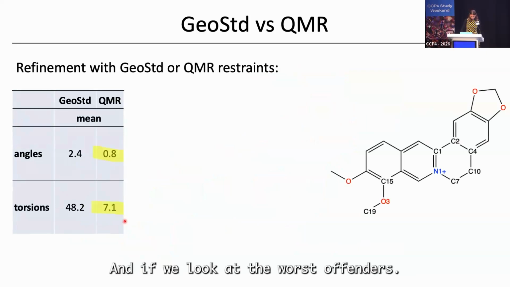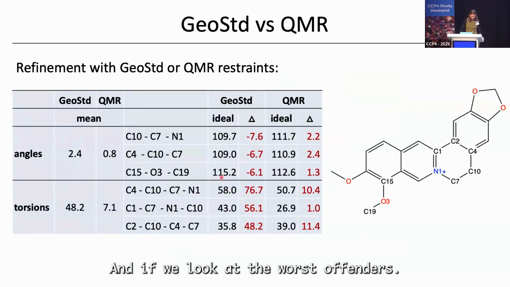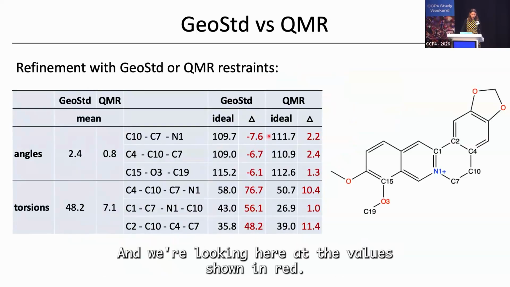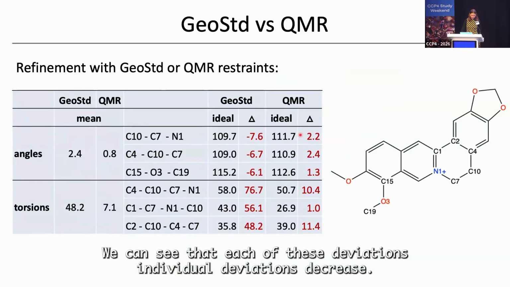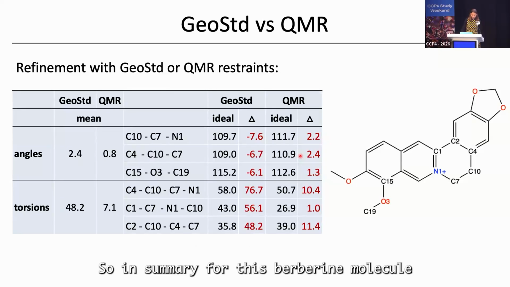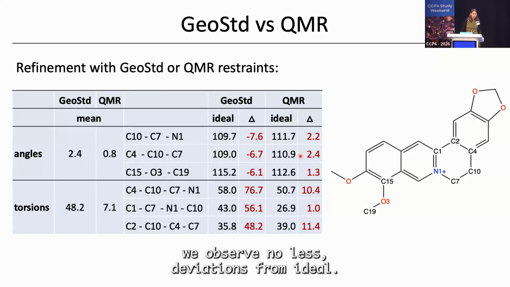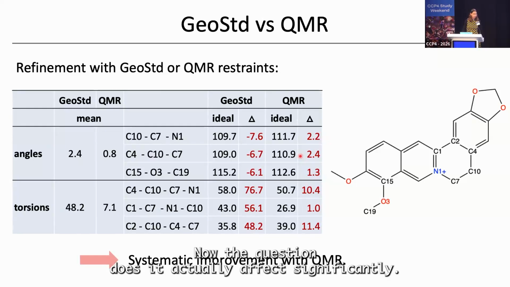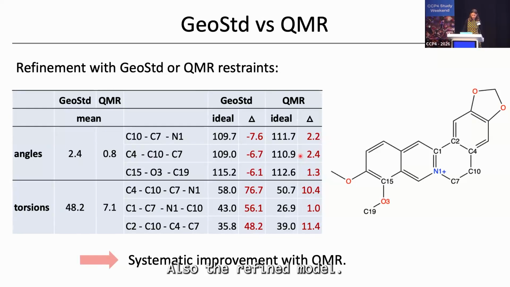And if we look at the worst offenders, again it's the same as in the previous table, and we're looking here at the values shown in red, we can see that each of these individual deviations decreases. So in summary, for this berberine molecule, we now observe fewer deviations from ideal. So there's a systematic improvement. Now the question: does it actually significantly affect the refined model?